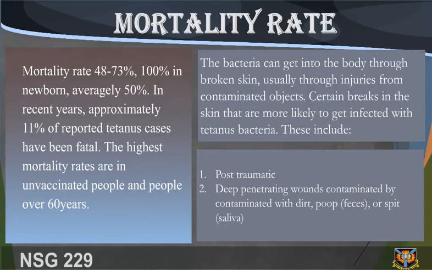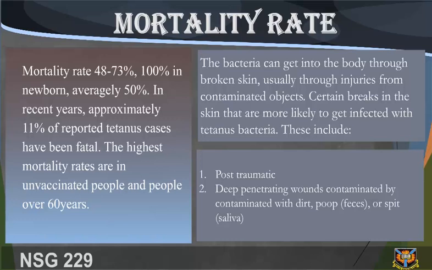Mortality rate. Mortality rate 48 to 73%, 100% in newborn, averagely 50%. In recent years, approximately 11% of reported tetanus cases have been fatal. The highest mortality rates are in unvaccinated people and people over 60 years.